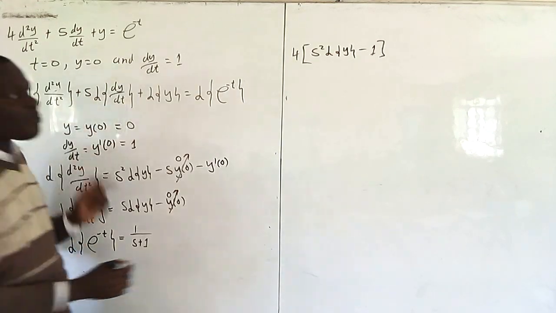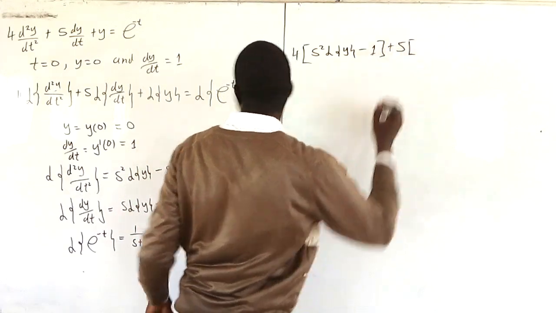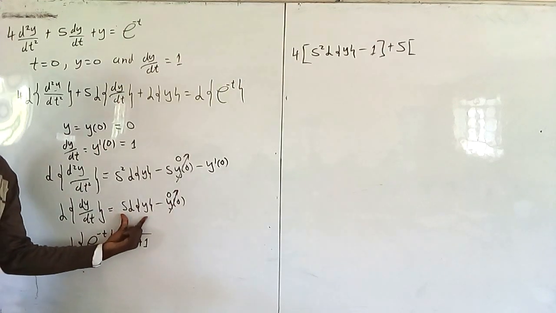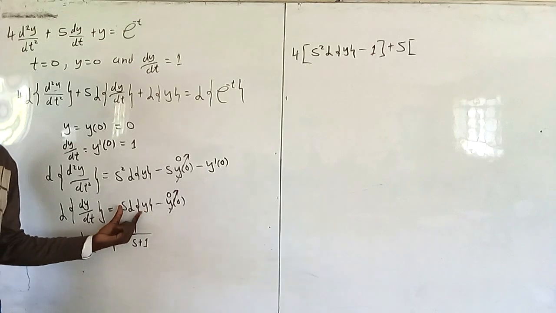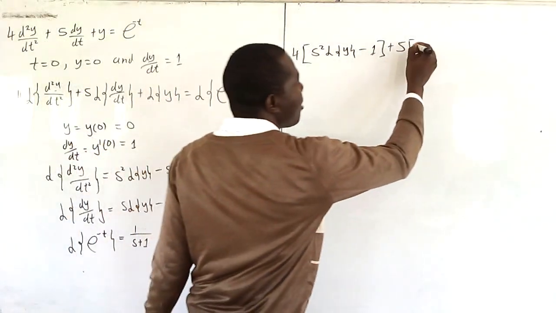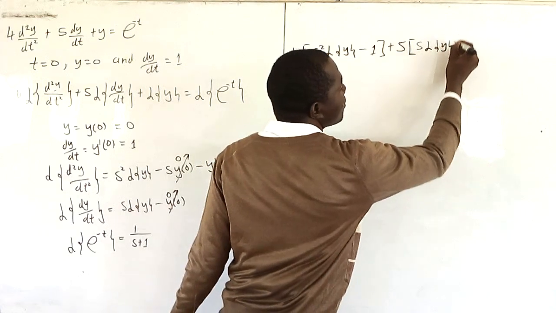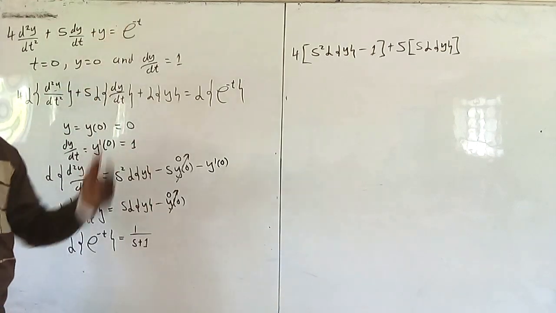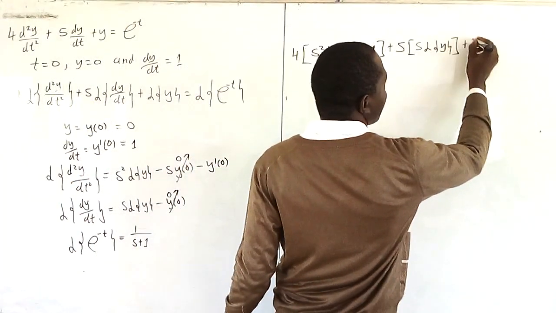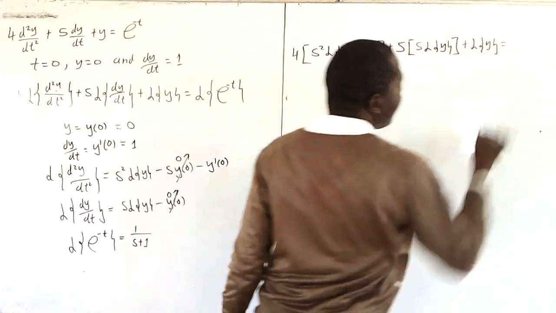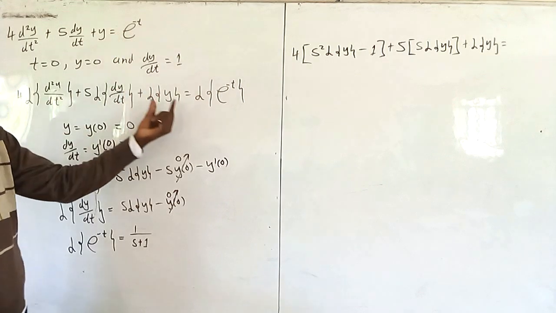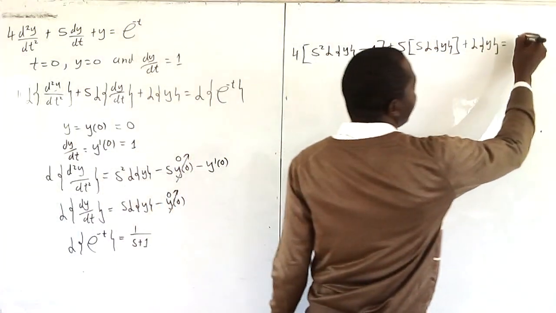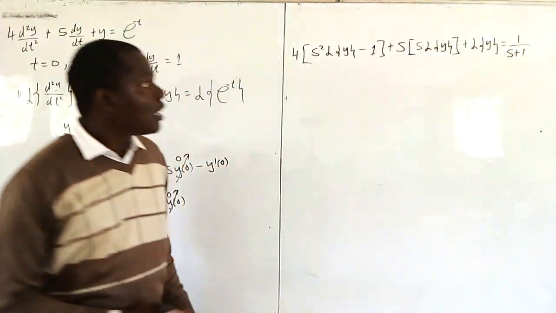Then you go to the next one, plus 5. In the bracket, substitute the Laplace transform of dy over dt. It is s Laplace of y minus 0, so that is just s Laplace of y, isn't it? Then the next one, plus the Laplace transform of y, which is just the Laplace transform of y, the dependent variable. Then it is equal to what? 1 over s plus 1. Yes, the Laplace transform of exponential of negative t is 1 over s plus 1.